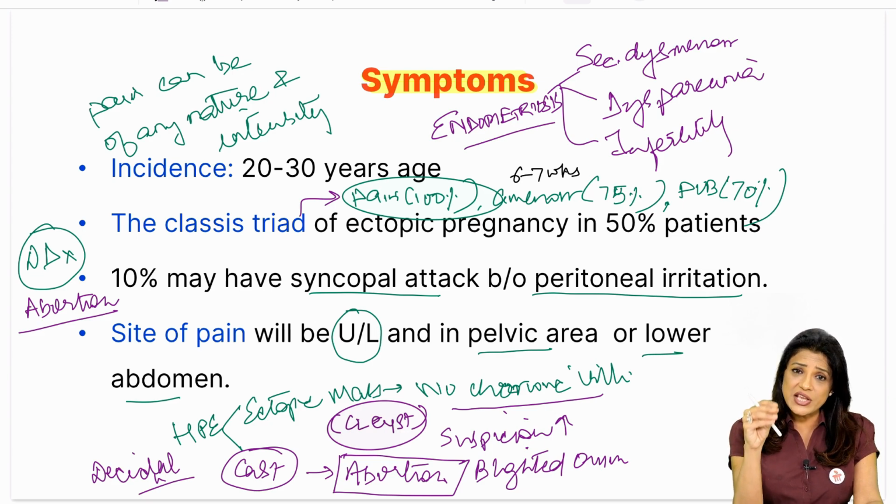But the nature of pain of ectopic will increase with time. With abortion, it will not increase, okay?